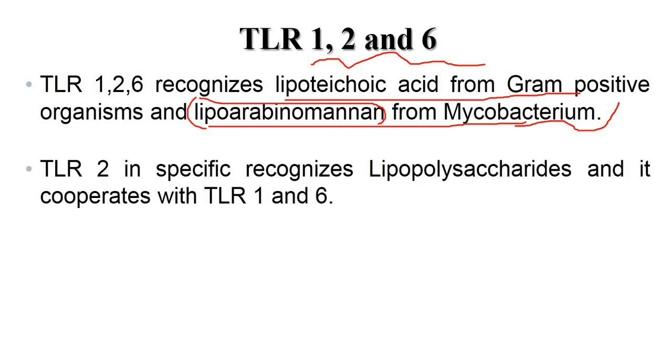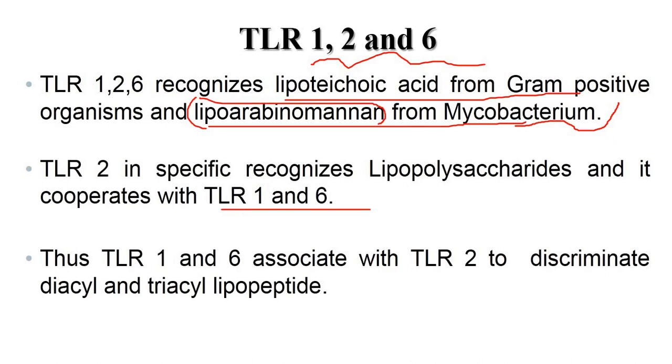Coming to TLR2, it is specific, it recognizes lipopolysaccharide, and it cooperates with TLR1 and 6. TLR1 and 6 associate with TLR2 to discriminate diacyl and triacyl tripeptide or lipopeptide. So that was about TLR1, 2 and 6.